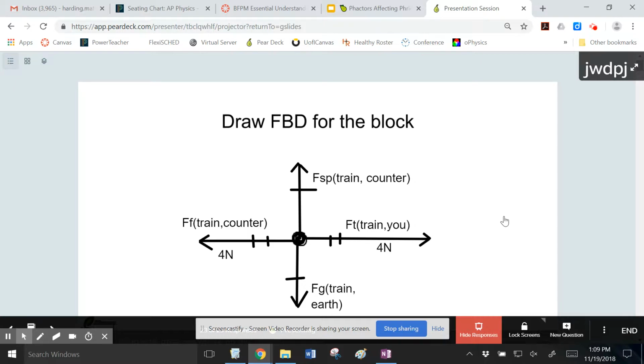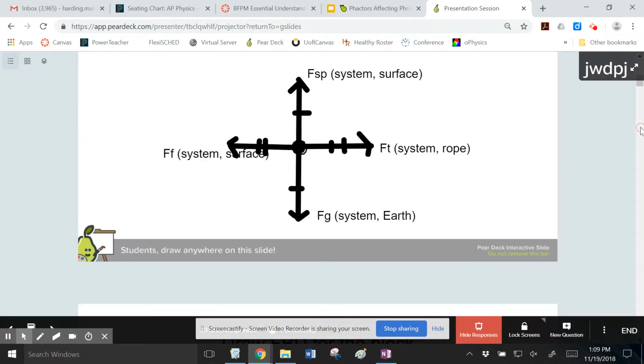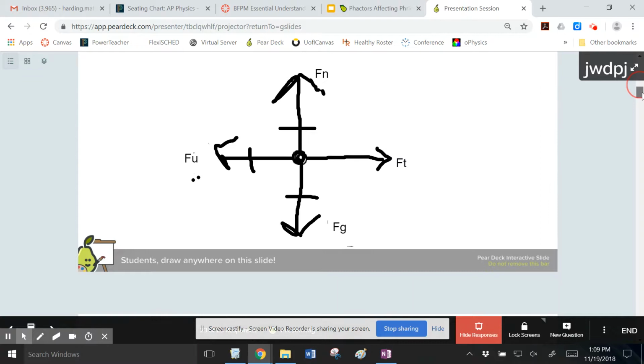So you've got the normal force up, train, comma, counter, gravity down, train, comma, earth. I like what you're calling it, train, right? That's the system. This tension force, train, comma, me, and then an equal amount of friction in the opposite direction, train, comma, counter. Okay. That looks to be fairly universal. Okay. If we scroll through these.